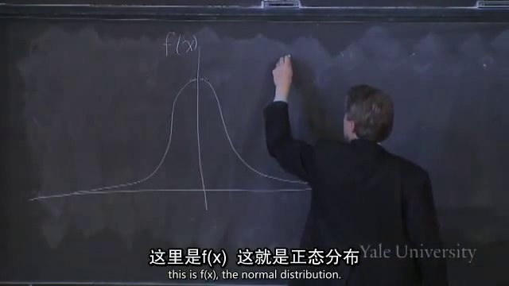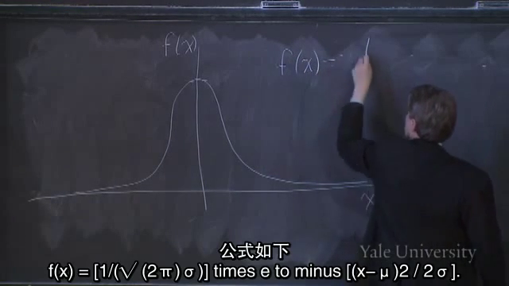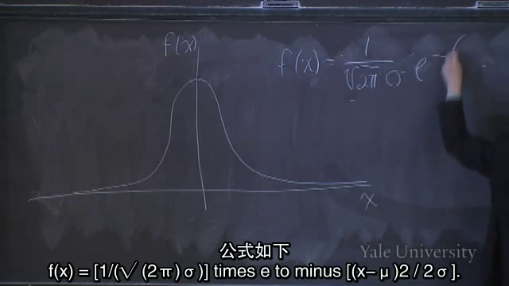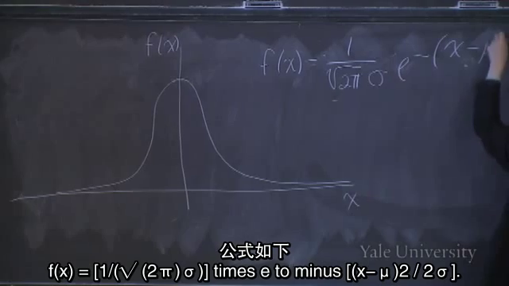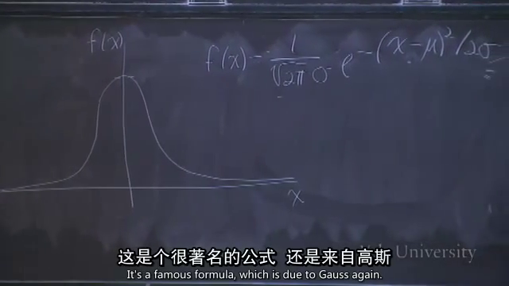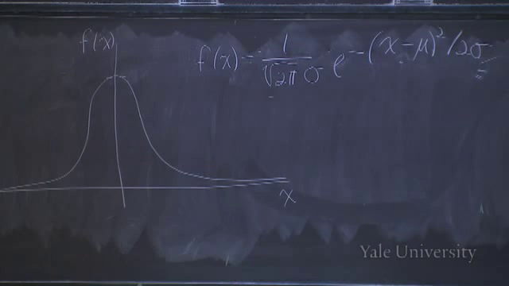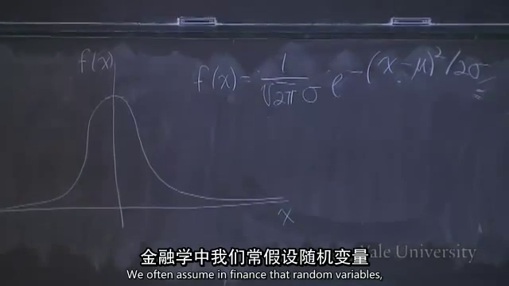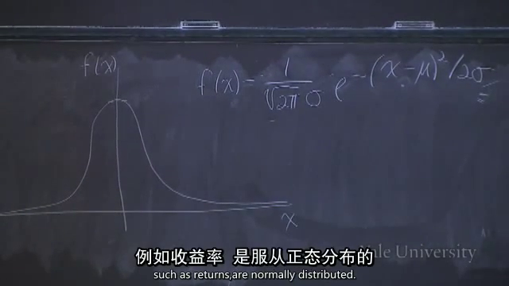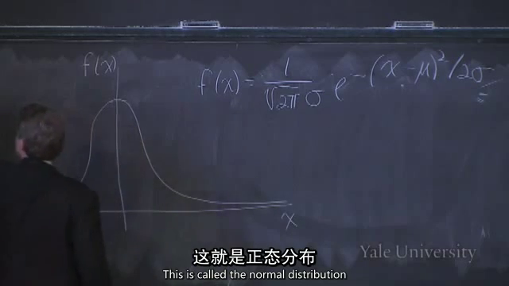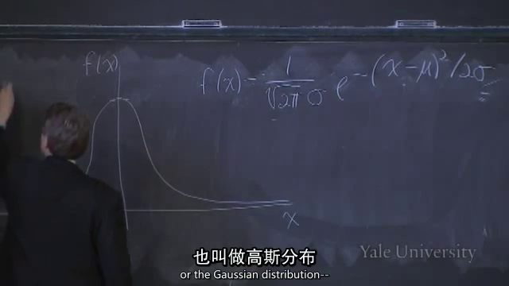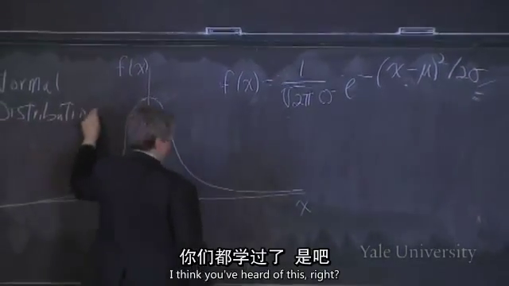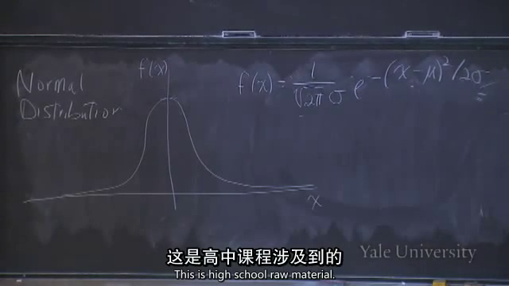The normal distribution is f of x equal to 1 over square root of 2 pi sigma, e to the minus x minus mu squared over 2 sigma. That's a famous formula, which is due to Gauss again. We often assume in finance that random variables, such as returns, are normally distributed. So this is called the normal distribution, or the Gaussian distribution. It's a continuous distribution. I think you've heard of this, right? This is high school material.